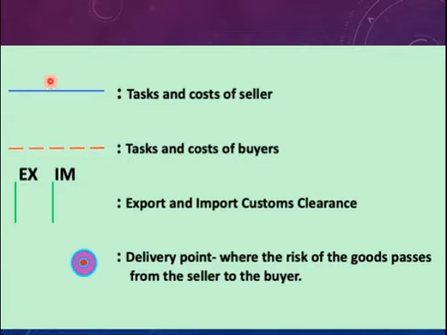The solid green line is for the task and cost of the seller. The red dotted line is for the task and cost of the buyer. This is the boundary of the export country. This is the boundary of the import country. It means where we do the export customs clearance and import customs clearance. The purple circle is the delivery point. It means where the risk of the goods passes from the seller to the buyer.